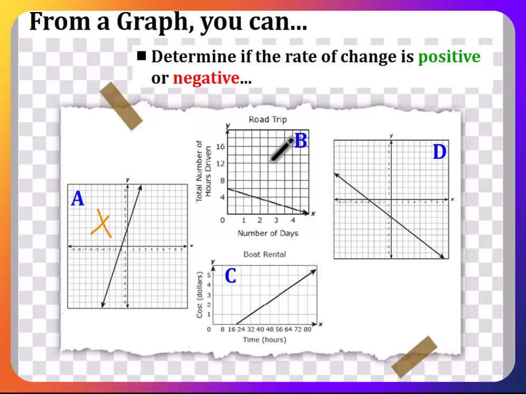Look at B. How's this one going? Well, it's starting up here at 6, and you can see that as you move to the right, it is getting smaller and smaller. So this is going to be a negative rate of change. What about for C? As you move to the right, you are increasing, so it is a positive. And what about for D? What happens as you're moving to the right? It is getting smaller, right? So it is a negative. So that's one way to tell if your rate of change is going to be positive or negative.